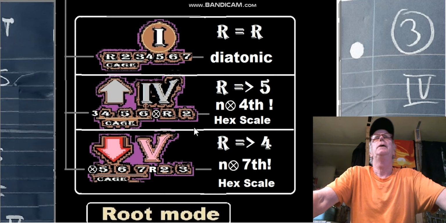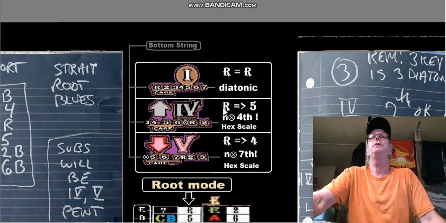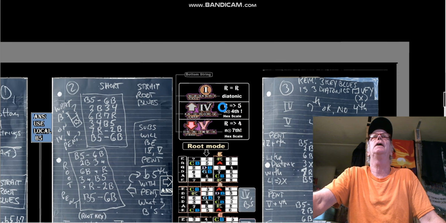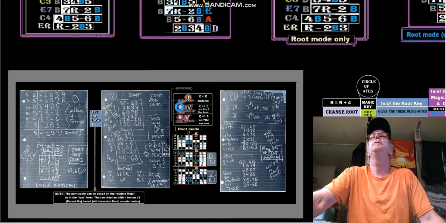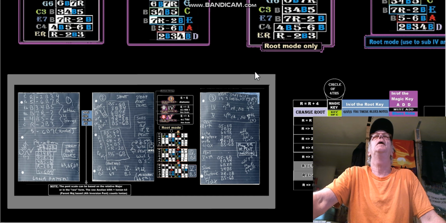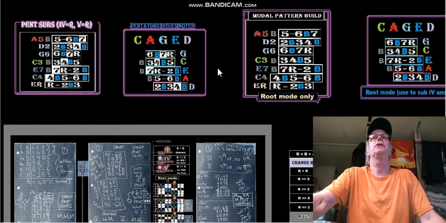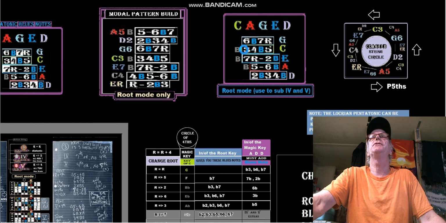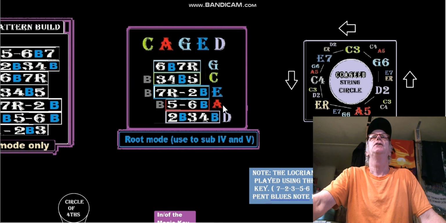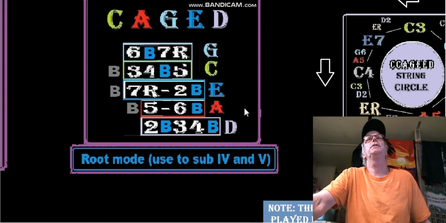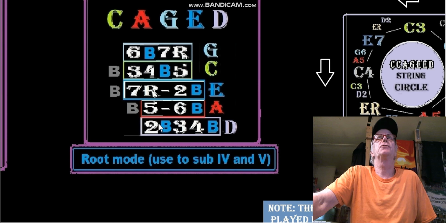Stop me anywhere. Okay, so I think we've covered this chart. I hope we did before. Again, what's up here is just what was written here, but I moved it over here. And again, we have considerations as to where that blues note is going to be put in a string shape.